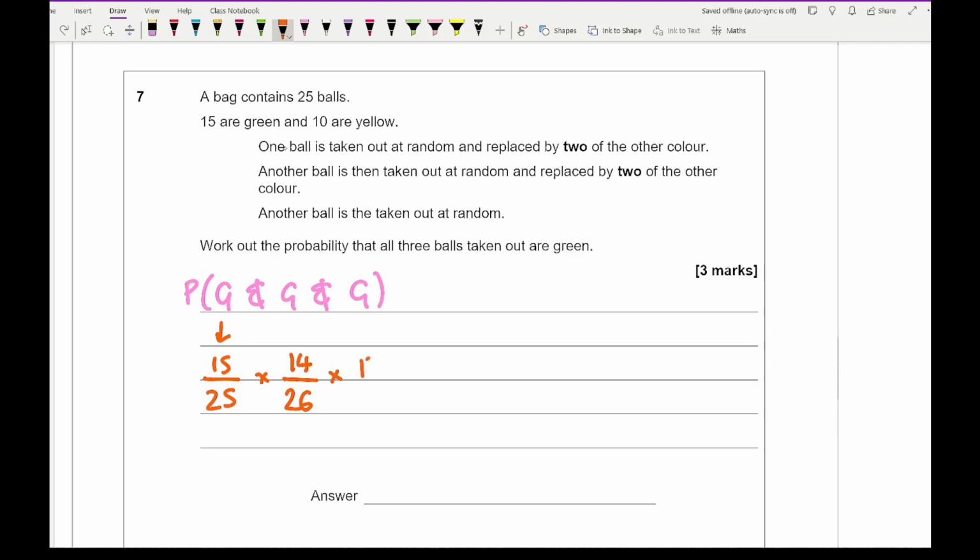Then in the third pick, there's going to be 13 green ones because you've selected 1, and there is also going to be 26 take away 1 plus 2, 27 balls to choose from. So if I type all of this into my calculator, I get an answer of 2730 over 17550, which does simplify to give me 7 over 45.